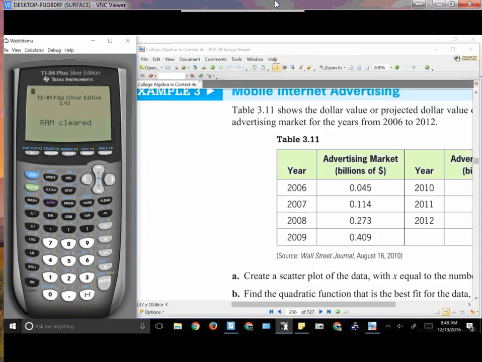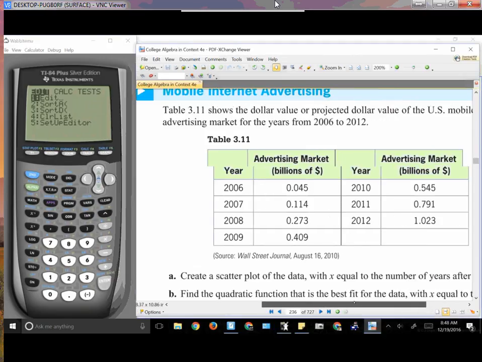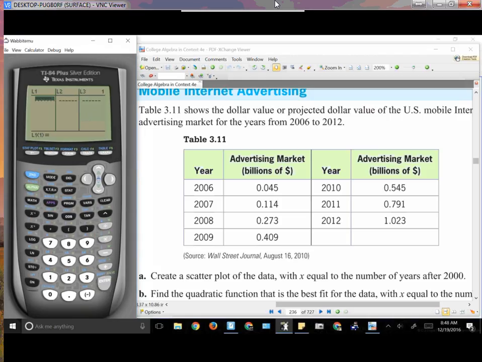Okay. So, stat, edit. Again, what we want is just the year after. So, my X data is going to be 6, 7, 8, 9, 10, 11, and 12. So I got all the pieces in there, 6, 7, 8, 9, 10, 11, and 12. L2 gets this. Now, we have to remind ourselves that this is going to be in terms of billions.